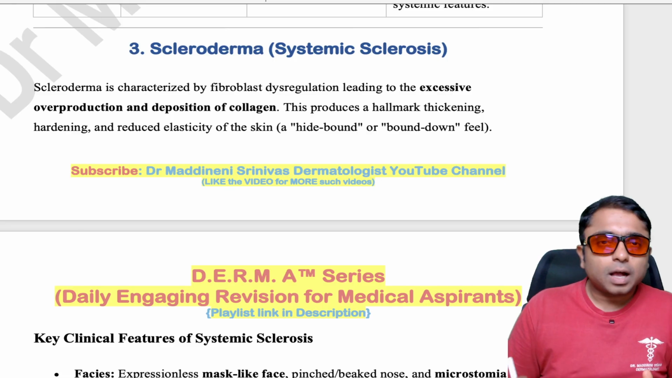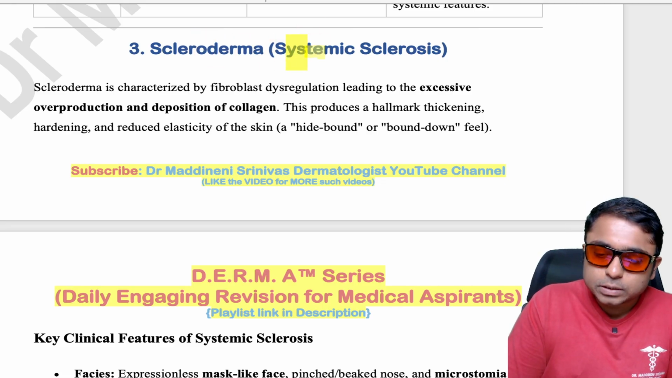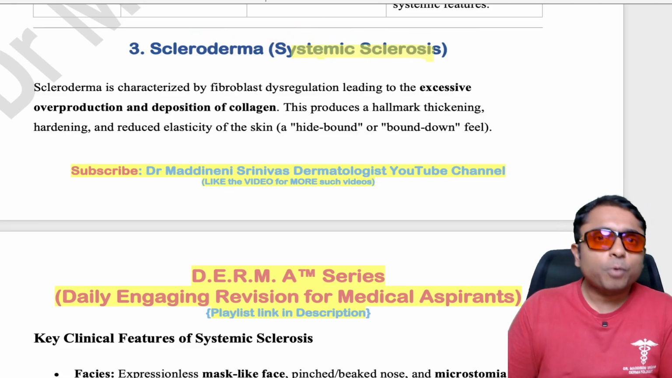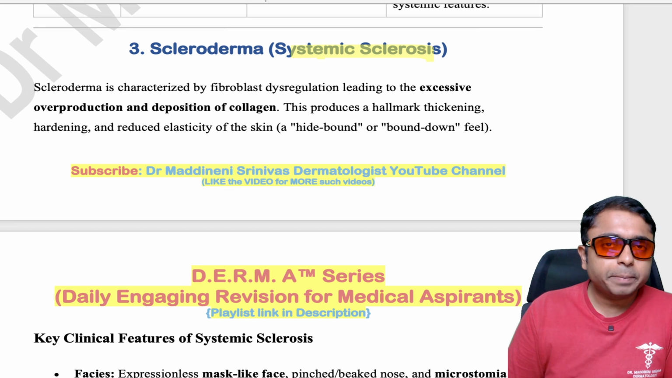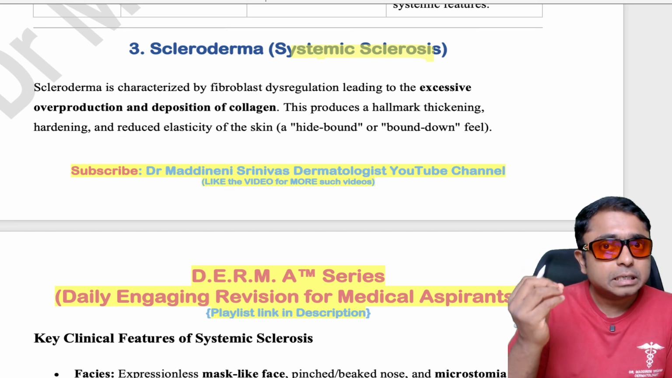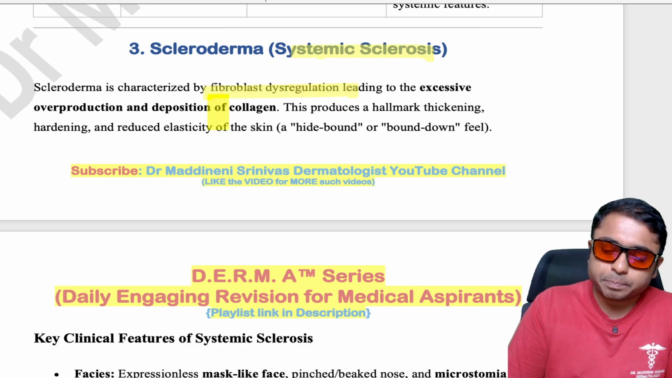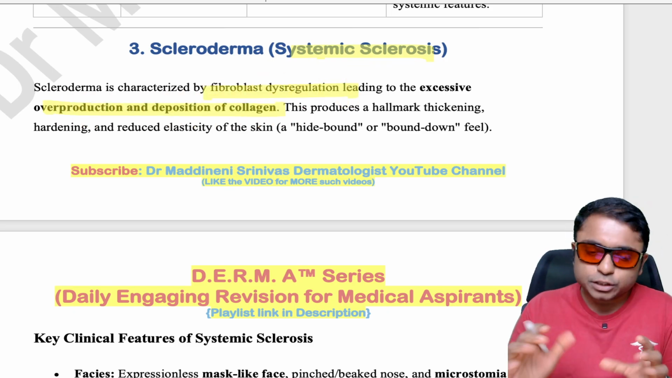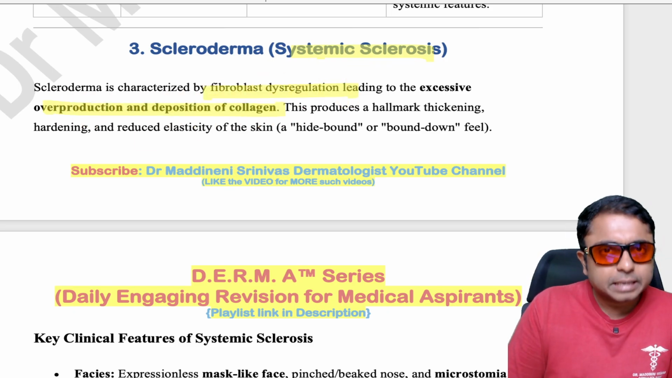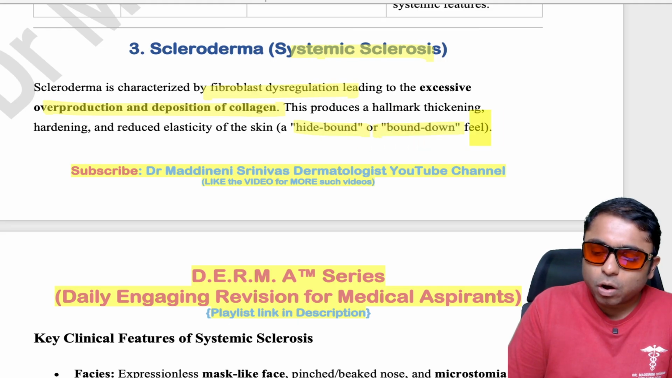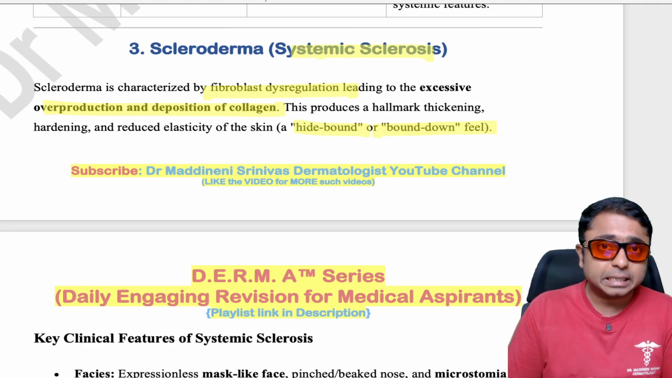Coming to scleroderma, systemic sclerosis. The basic problem here is that the skin is going to become thickened because of excessive collagen deposition. The main reason for this is dysregulation of the fibroblast. This is going to be the reason for all these changes, where ultimately the skin is going to become hide-bound, or a bound-down feel will be seen in these patients.